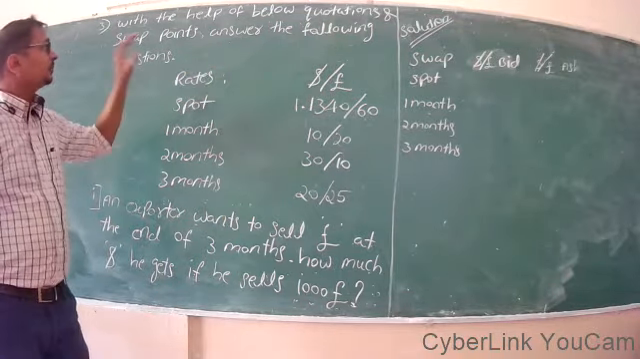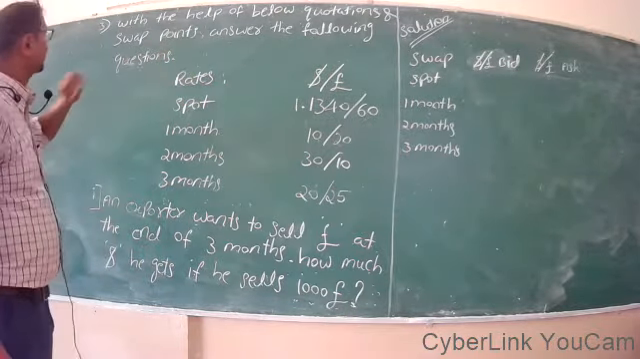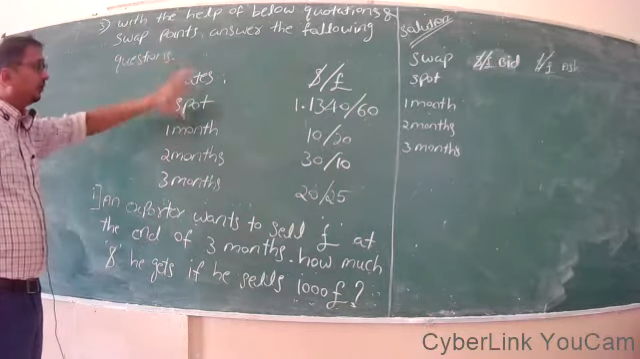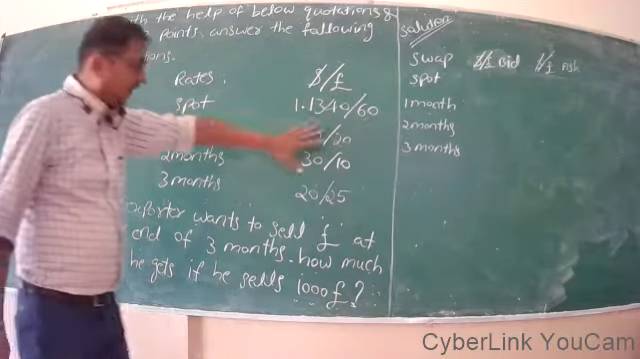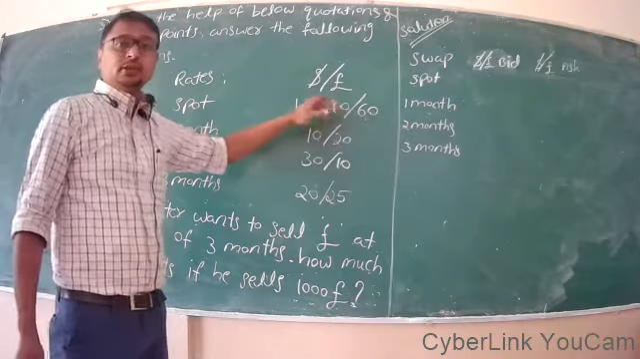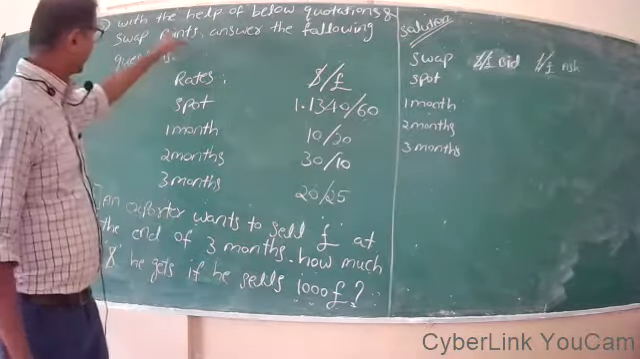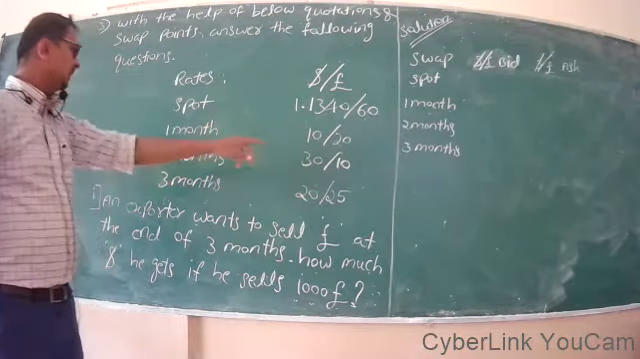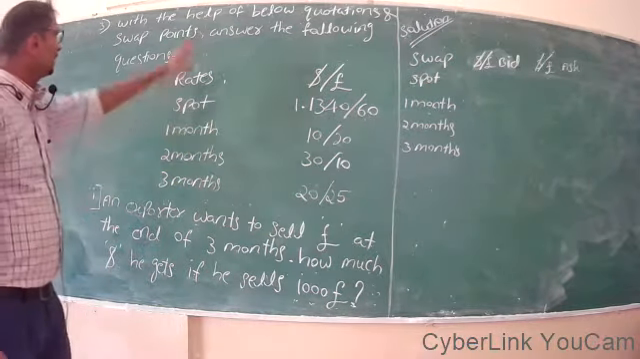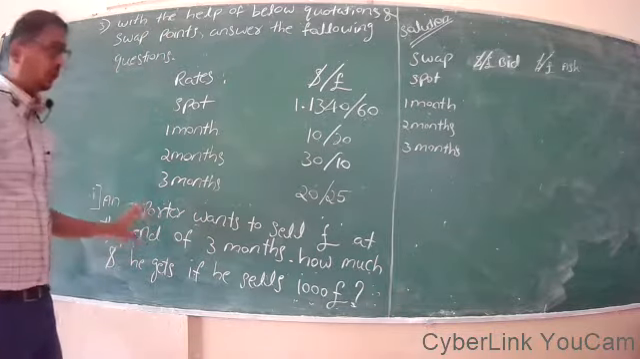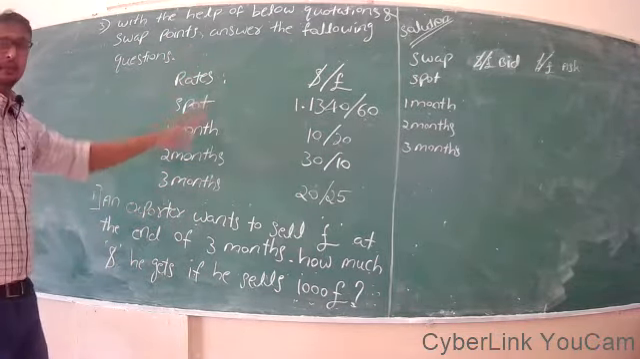Continuing that problem, they may ask in your SEM exam for such questions like, with the help of the below quotations, these are the quotations, and swap points. This is the two-way quotation, which means it includes both ask and bid price, and with the help of swap points, 1 month swap point, 2 month swap point, and 3 month swap points are given. Answer the following questions. This is the first question. Later we will solve some more questions related to the same quotation.